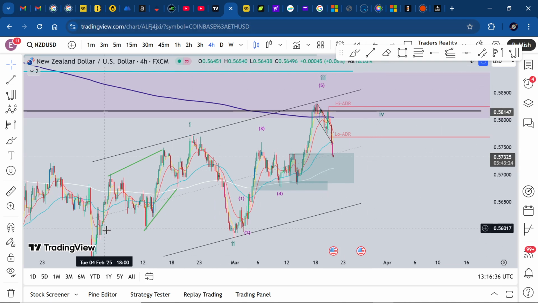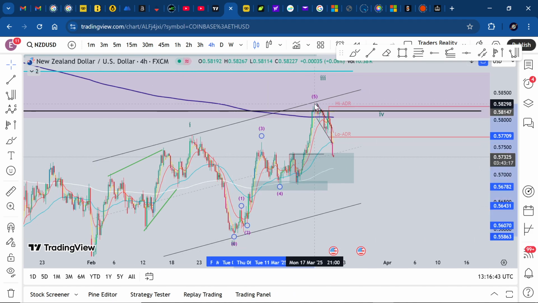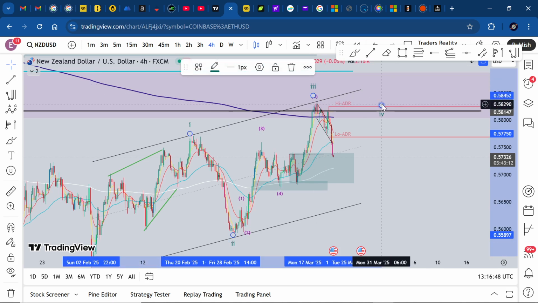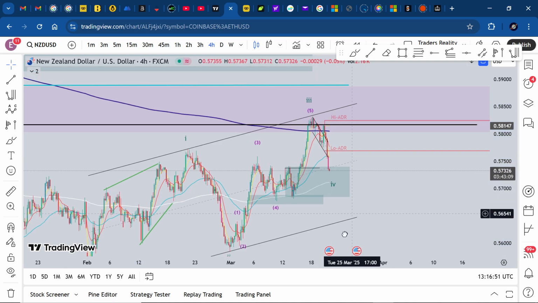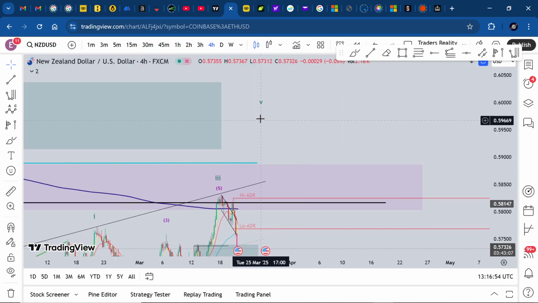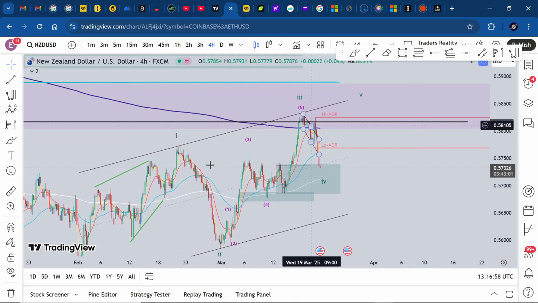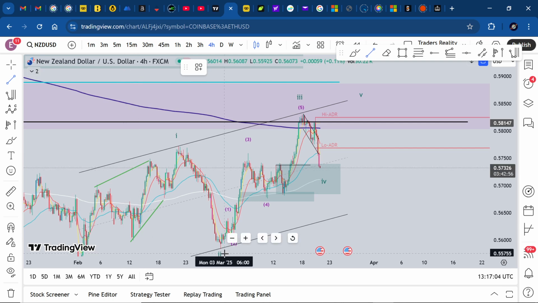Last scenario is this is a leading diagonal in a bigger diagonal where we've got a 1, 2, then a 3, a 4, and we're looking for 5, which isn't going to go too much higher than 3. For this to be valid, we need converging lines like we did here, because expanding diagonals are very rare.